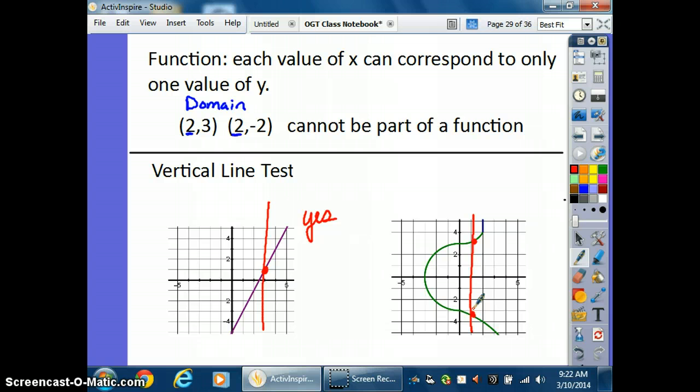Another place you could have done it, but you can see how x is 1, has a value of 3, but x is 1 again and has a value of, I don't know, negative 3.3 or something like that. So y has that value, I mean. So x has 2 values for 1. That is not a function. Vertical line test.